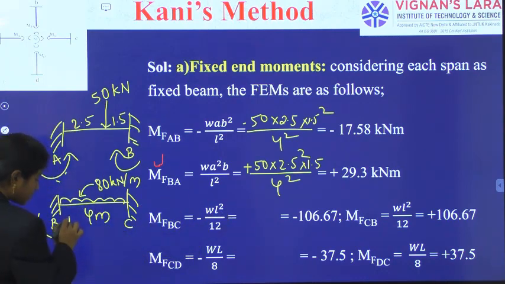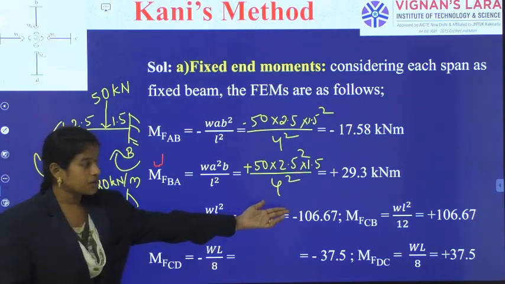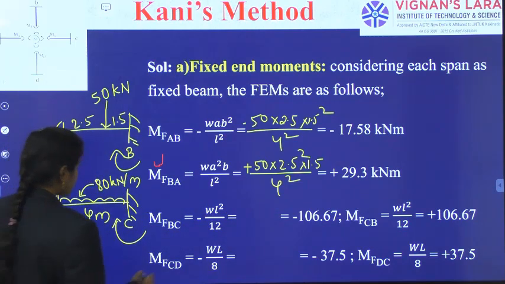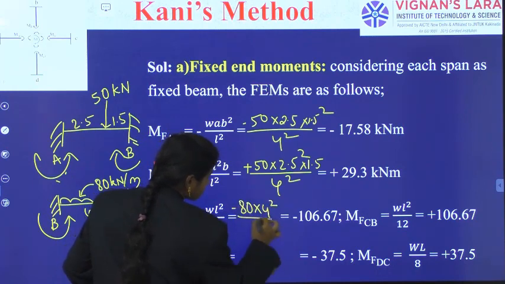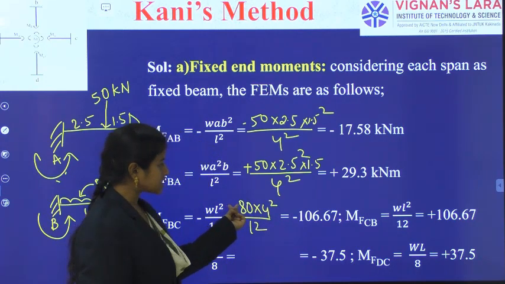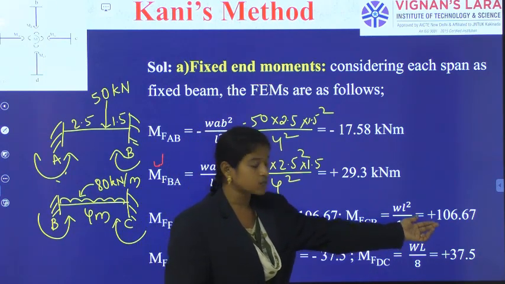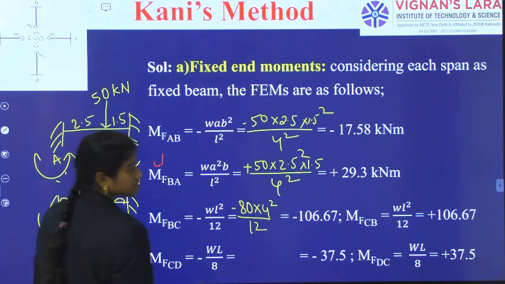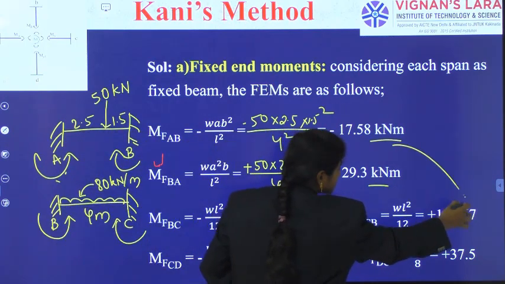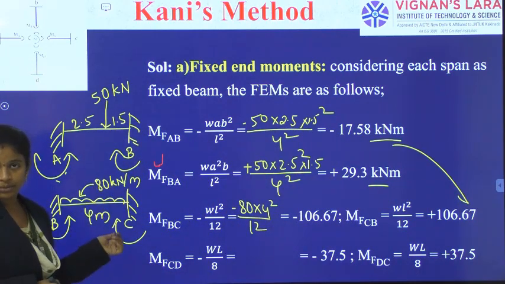So minus WL square by 12 plus WL square by 12. I have given the corresponding plus and minus here, and the intensity is minus 80 times 4 square by 12. As only the sign is changing, the same formula is there, so minus 106.67 plus 106.67 kilonewton meter I have got. Only for space consumption I have not given the units everywhere. These are the units because load is in kilonewtons and lengths are in meters, so kilonewton meter is the unit for the moment.